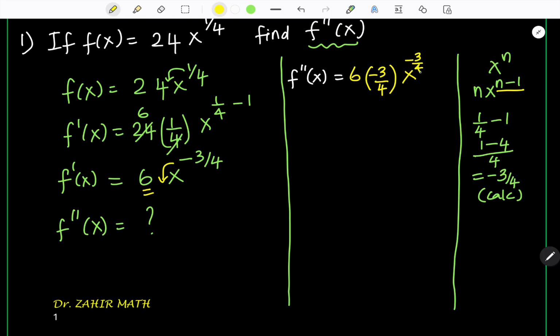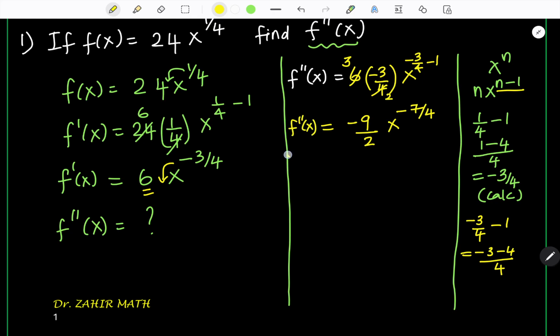So minus 3 by 4 minus 1. Which is equal to, 4 gets cancelled with this 2. So 3 2s are 6, 2 2s are 4. So which is minus 9 by 2, right? And x to the power of this one you can put in the calculator, minus 3 by 4 minus 1, which is equal to minus 3 minus 4 divided by 4, which is equal to power minus 7 divided by 4. So this is your f double dash of x.